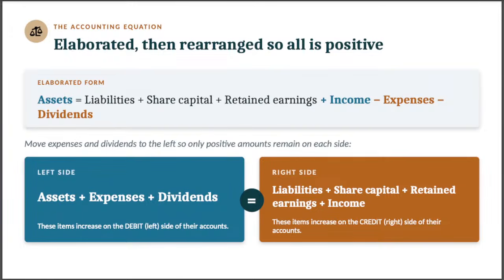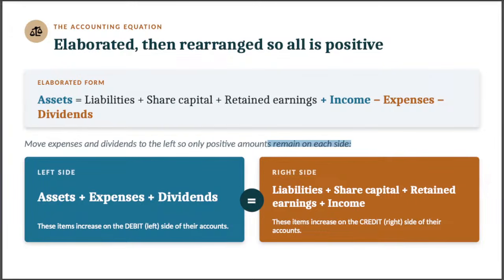So let's look at this accounting equation here. Elaborated, then rearranged, so all is positive. So here's our elaborated form. We gave you the simple form earlier. Assets equals liabilities plus share capital plus retained earnings, plus income minus expenses minus dividends. So move expenses and dividends to the left, so only positive amounts remain on each side.